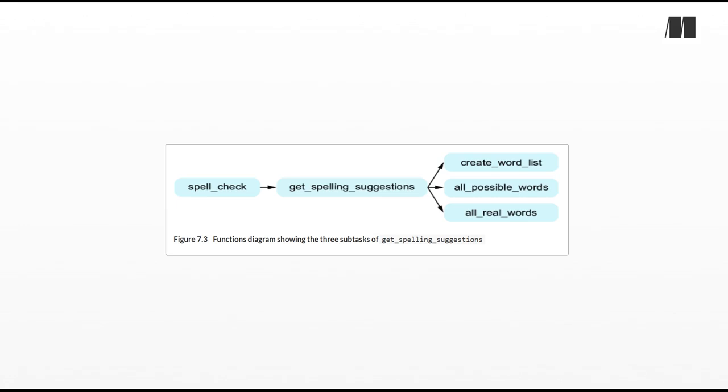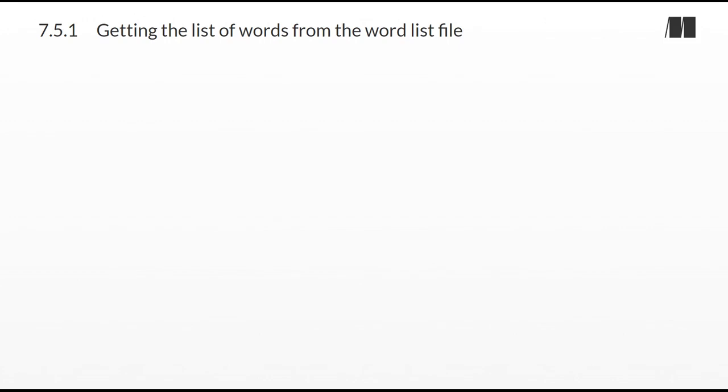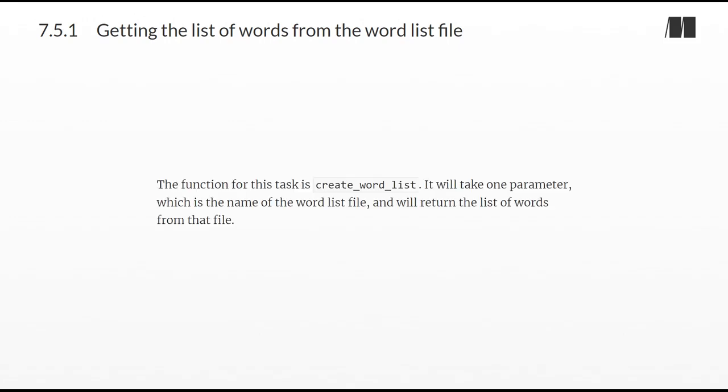Figure 7.3. Functions diagram showing the 3 subtasks of Get Spelling Suggestions. Section 7.5.1, getting the list of words from the word list file. The function for this task is create word list.